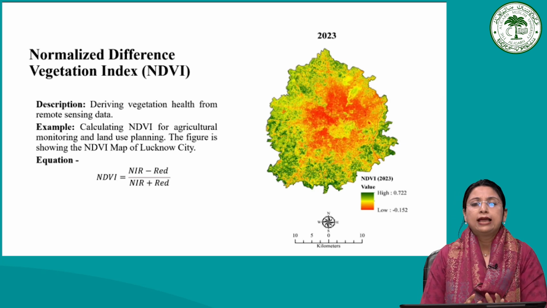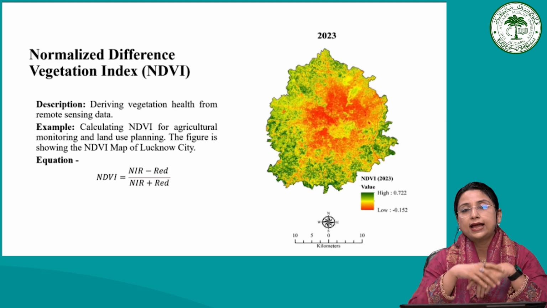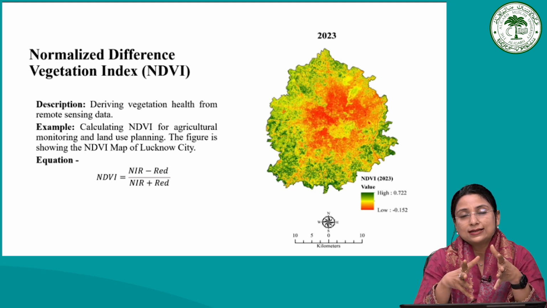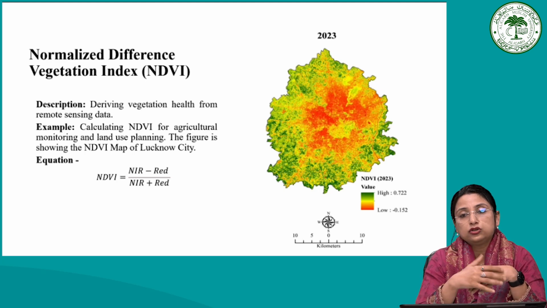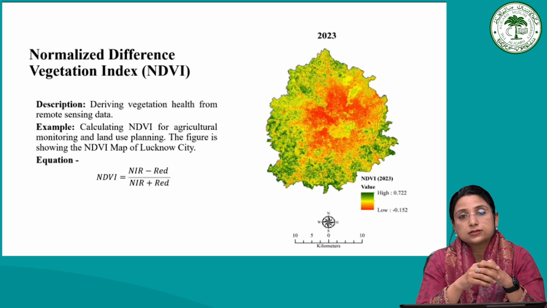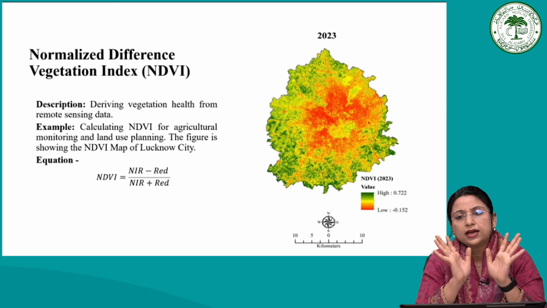Let us take another example to understand attribute transformation, that is the normalized difference vegetation index, in short NDVI. So what is NDVI? It is a vegetation index, very commonly used, derived from remote sensing data, which measures the presence of healthy vegetation, or we can say the overall health of the vegetation.